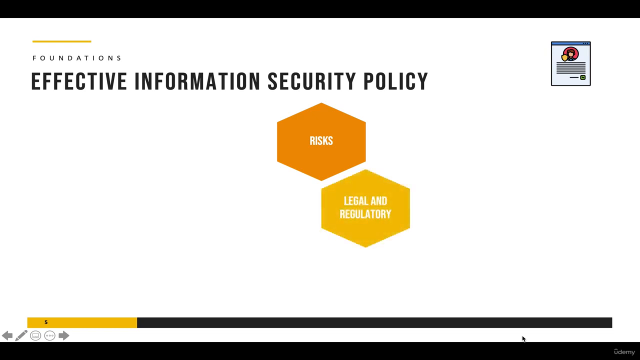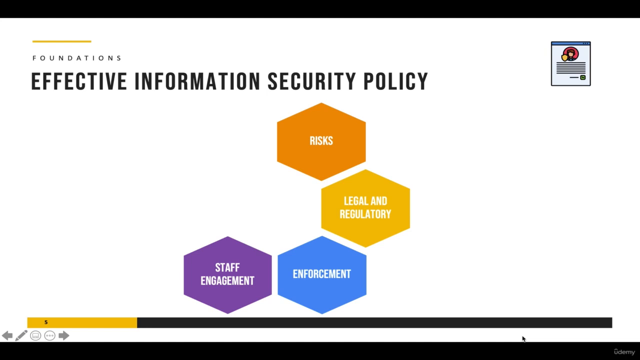So next are legal and regulatory requirements. Every industry has its own set of legal and regulatory compliance requirements, and when designing your information security policies, those requirements must be properly addressed. Any information security policy without teeth is pretty much useless. So your policy should clearly identify instances which are considered violations and the penalties associated with those. And then you should also make sure that those penalties are enforced.